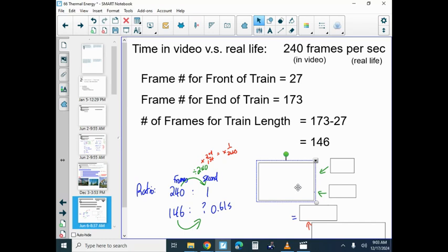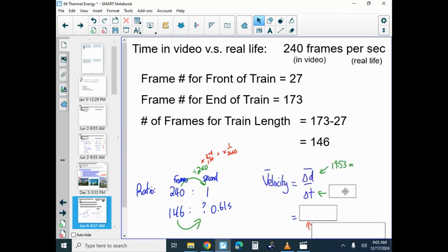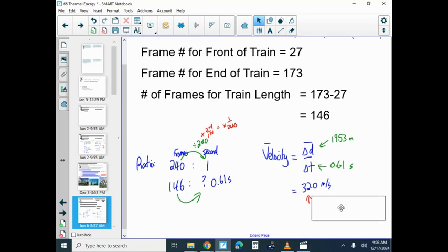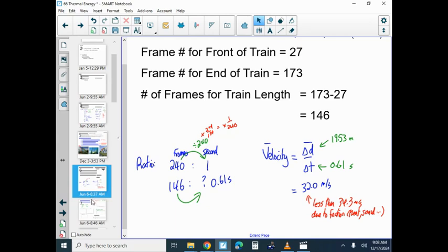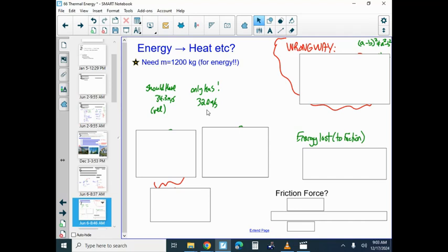Well, we've got 0.61 seconds. And if we know the length of the train, like the roller coaster, and we know the time, we can calculate the velocity. So it ends up with a velocity of 32 meters per second, which obviously is a bit less due to friction, heat, sound, energy losses, quote unquote losses. Energy that transforms into forms that aren't usable. Not a ton of friction there, really, I guess. It's not a huge difference, but we can analyze that difference.